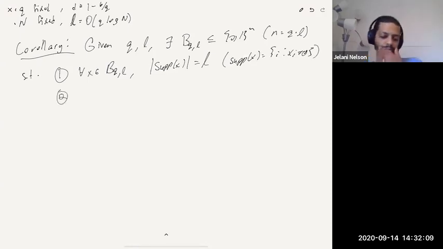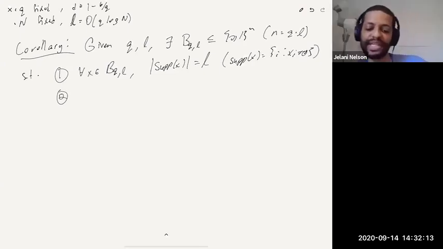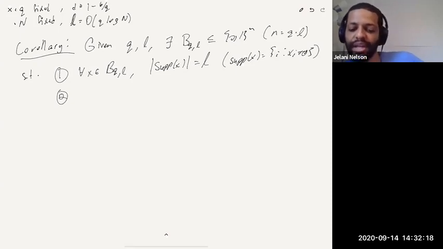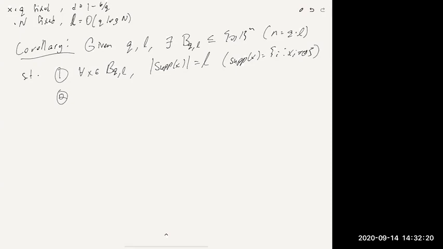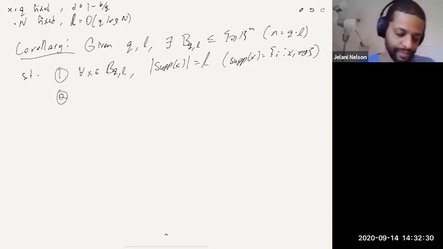2. Sorry, what is B? That's the corollary: given Q and L, there exists a B. B is a collection of n-bit vectors, where n is Q times L. So all the vectors in B have the same support size. They have the same number of 1 bits, which is L.